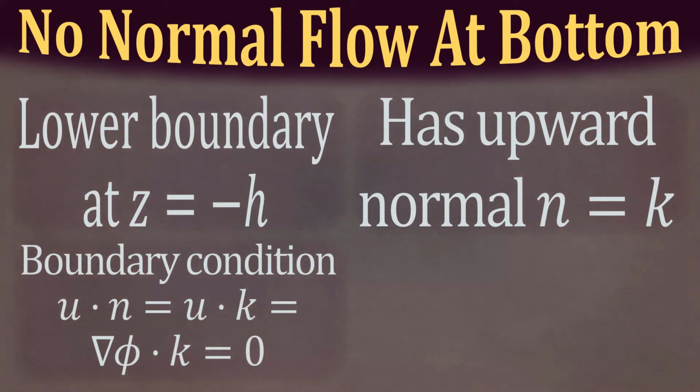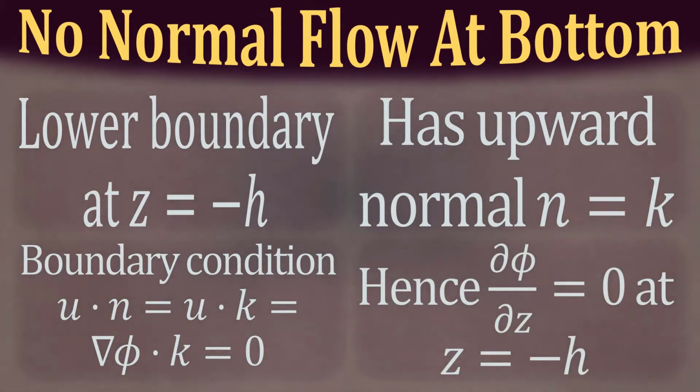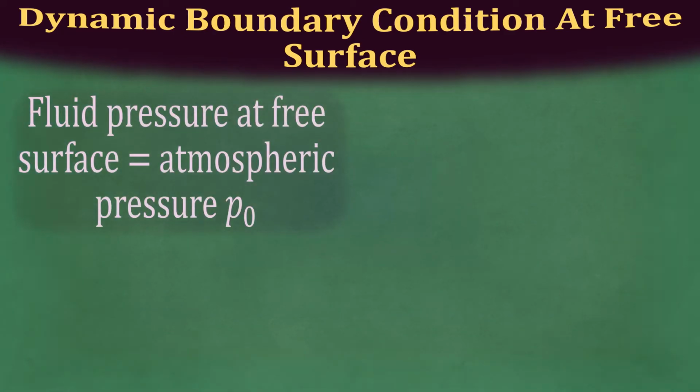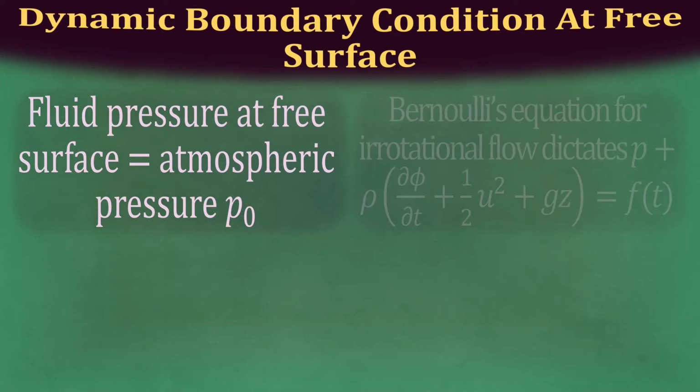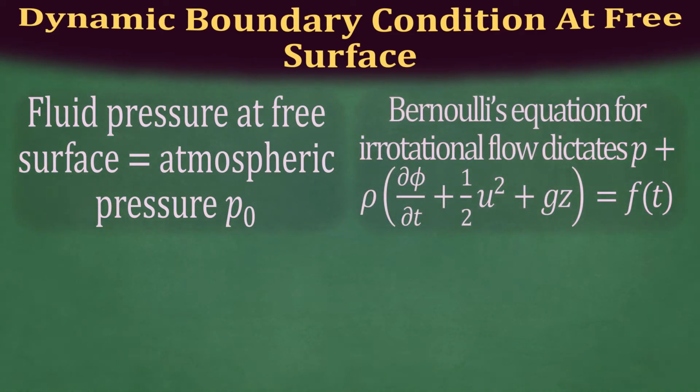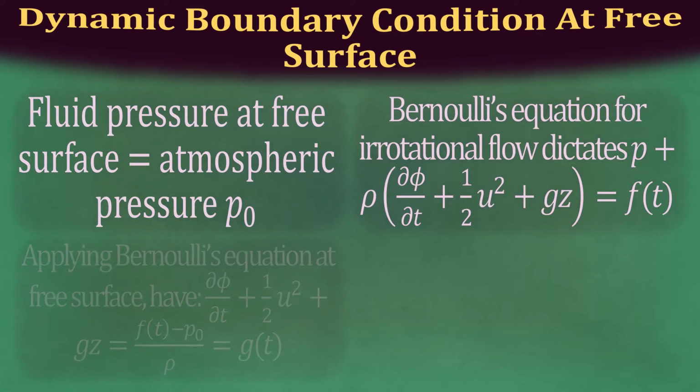Hence, the partial derivative of phi with respect to z is equal to 0 at z equals minus h. We also have the dynamic boundary condition at the free surface. We demand that the fluid pressure at the free surface is equal to the atmospheric pressure p naught. Thus, Bernoulli's equation for irrotational flow dictates that p plus rho times the partial derivative of phi with respect to t plus a half u squared plus gz is equal to f of t. So, applying Bernoulli's equation at the free surface, we have that the partial derivative of phi with respect to t plus a half u squared plus gz is equal to f of t minus p naught over rho, which is equal to g of t.